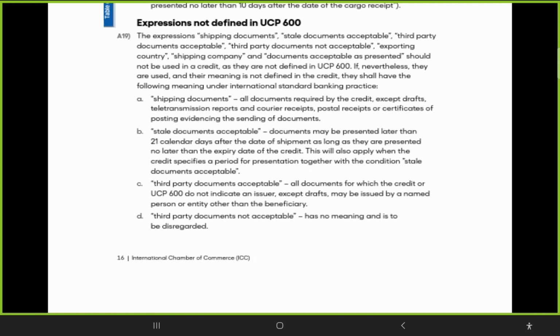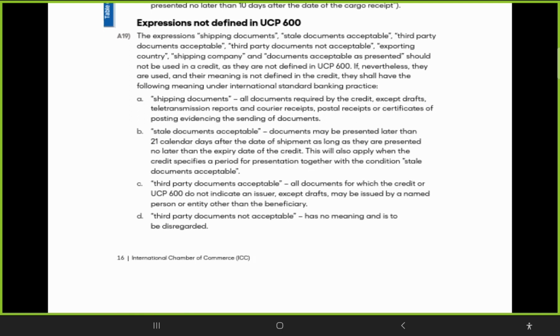So these are some of the expressions you will commonly see in a letter of credit transaction. They may say that all the shipping documents should evidence the specific details. This is something which is very common. They will use this, but what ISBP says is such an expression is not defined in UCP. So they are, in the first place, discouraging banks from using this. Okay. Similarly, stale documents acceptable, third-party documents acceptable, exporting country, shipping company, because it may be giving you multiple meanings.